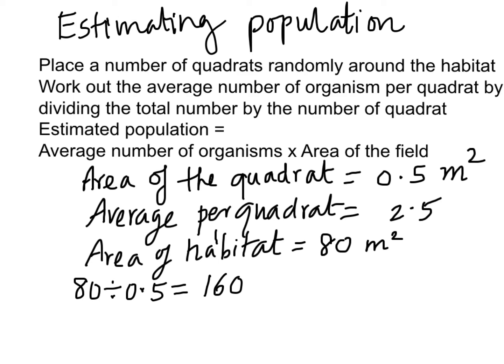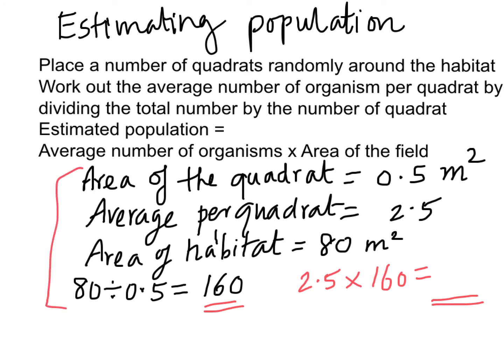So the field is 160 times bigger than the area of the quadrat. So that is the number you have to multiply the average with. In this case you have the average number per quadrat, but this time you have to multiply by 160. So 2.5, which is the average number per quadrat, and the scale factor in this case is 160. So that gives you a total of 400 organisms. That's the total estimate of the population of that organism in this example.